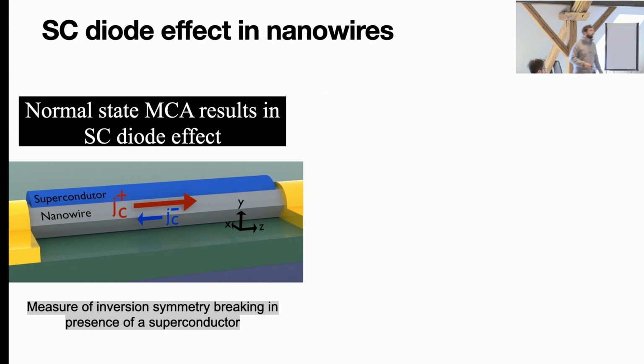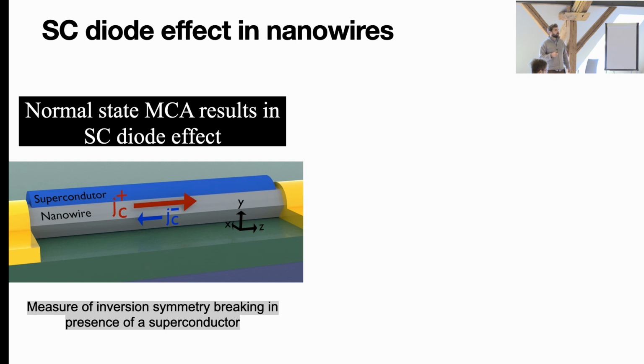Okay, so let me quickly now talk about the superconducting diode effect, which is actually kind of a superconducting equivalent to the magnetochiral anisotropy. If I have magnetochiral anisotropy of the energy spectrum, then I can also have this superconducting diode effect. And you might think, well, if it's a superconductor, how can I have a difference in resistance? But it's actually a difference in the critical current, which is the manifestation of the fact that I have this inversion symmetry broken in the system.